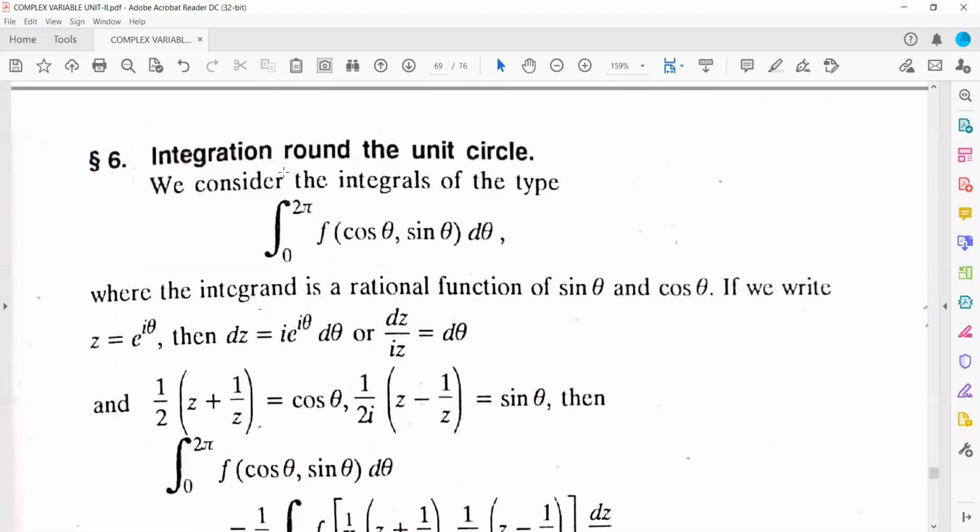Then the last part of this will be integration around the unit circle. So how will you find the integration around a unit circle? Okay, this part we'll do now.